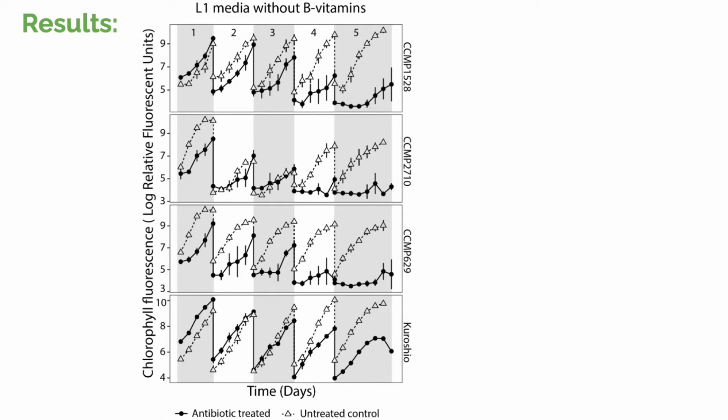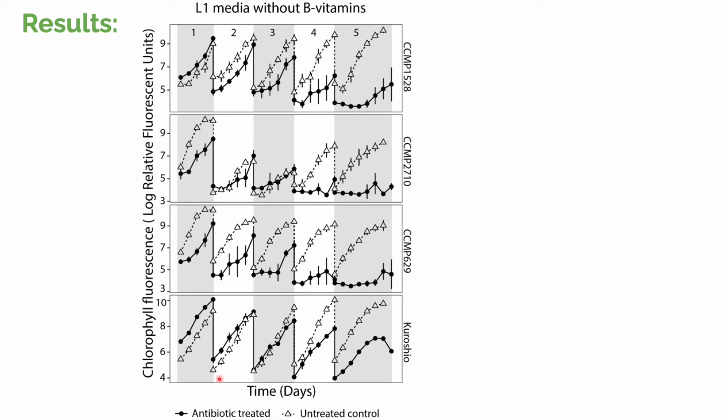So first, let's look at the results from growing the axenic and the control cultures in media that didn't have any additional B vitamins. So on this plot, there are 5 culture cycles, so 1, 2, 3, 4, 5, and then each box represents one strain. And the antibiotic-treated cultures are in black with the solid circles, and the untreated controls have the dashed lines with the open triangles.